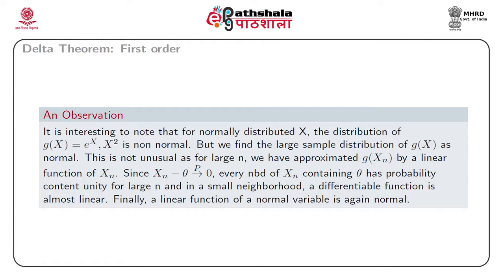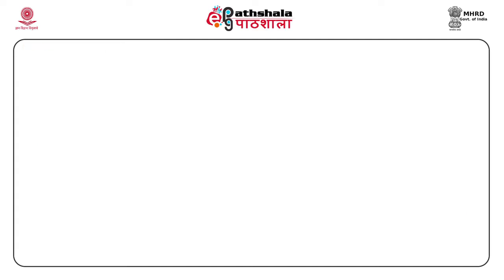So next we shall discuss the delta theorem of higher order. Actually, in our last theorem we have assumed that g'(θ) is continuous and non-zero, but in practice, depending on the different choices of g, this g'(θ) may be 0. So in such a case the delta theorem of first order is not applicable. So we need the higher order delta theorem.